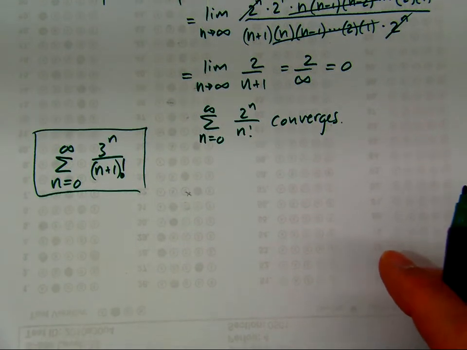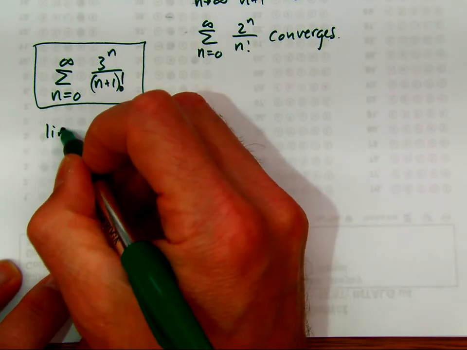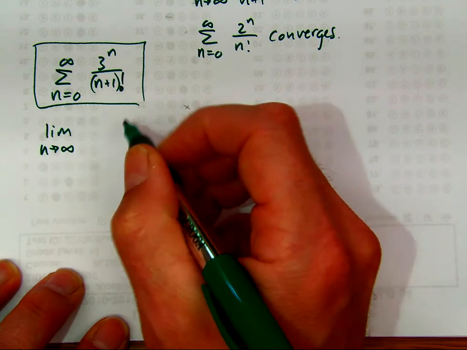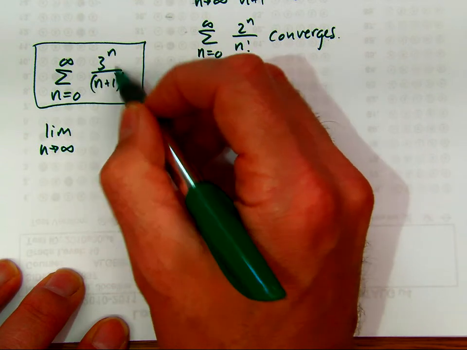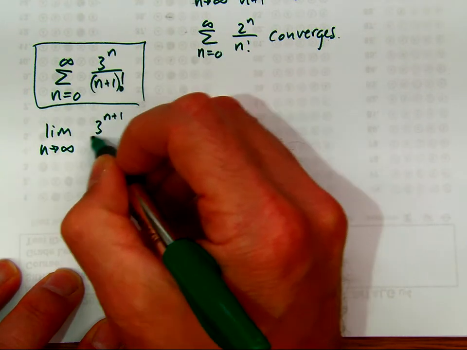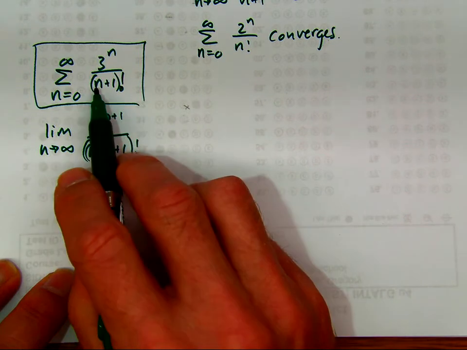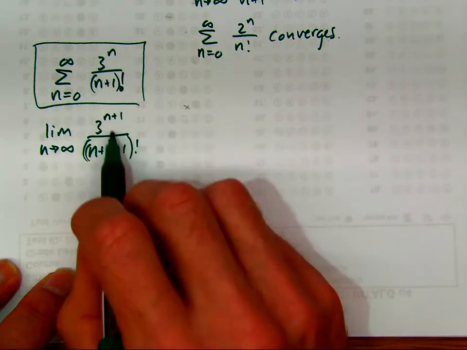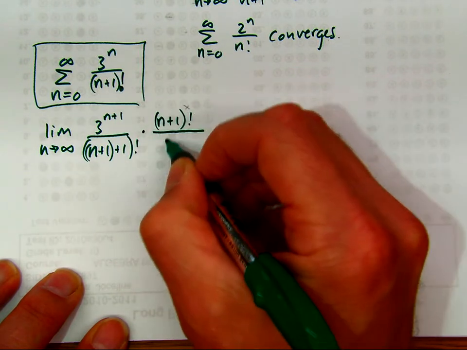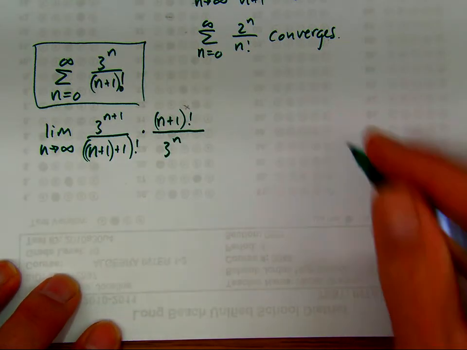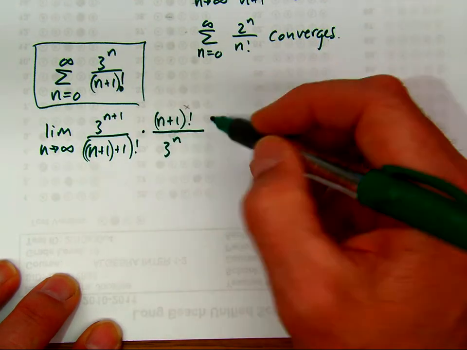Pause the video and try the ratio test on this one. Instead of writing the fraction, I'm just going to write this and then multiply by the reciprocal. I'll write this with an n plus 1, 3 to the n plus 1, n plus 1 plus 1. So I replace the n with an n plus 1, replace that n with an n plus 1, multiply by the reciprocal. And it's absolute value, but we have all positive numbers, so we don't need to write the absolute value.